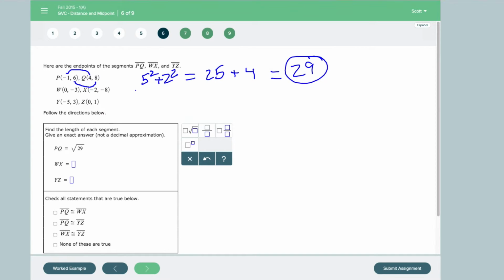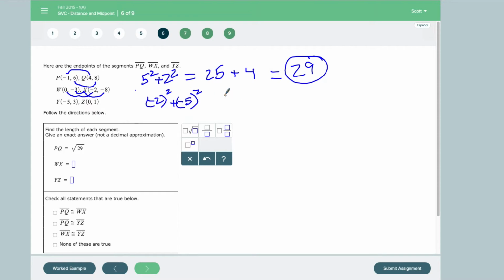Now we do the same thing for the next line. x minus x and y minus y. So we have negative 2 minus 0, which is negative 2. And we have negative 8 minus a negative 3, which is negative 5. Doesn't matter the negatives, you can ignore them completely or use them. You'll get the same answer.